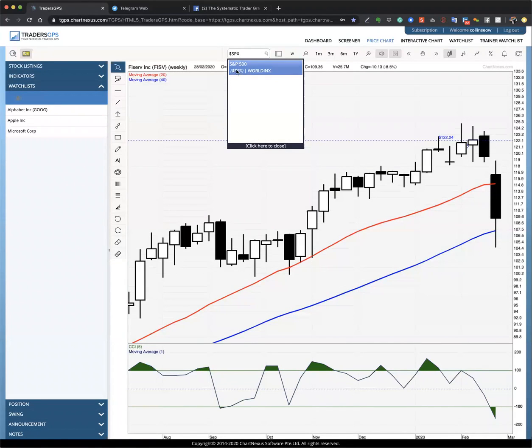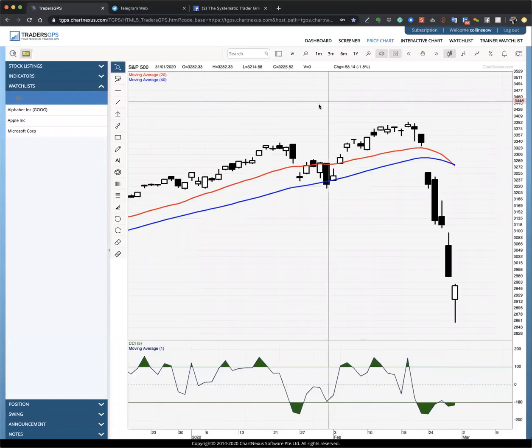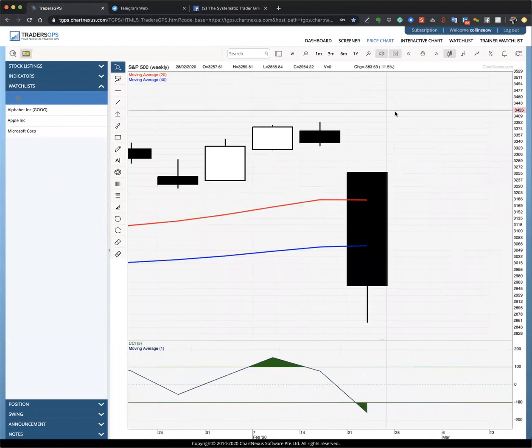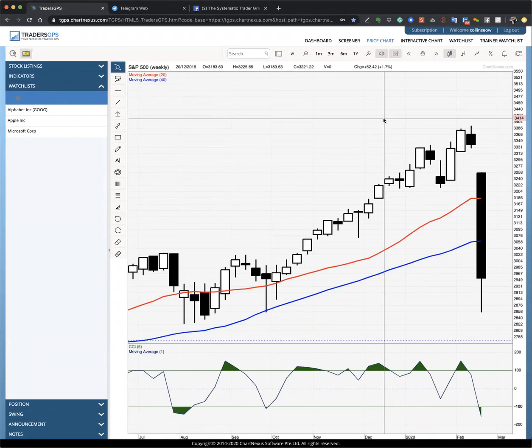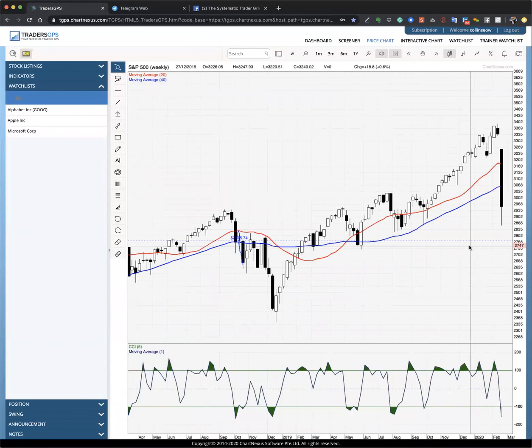We have the SPX weekly chart. Last Friday we mentioned we have broken the 40-week moving average. Can you all see here? We have broken the 40-week moving average, and I mentioned that all bets are off. All longs are off right now for weekly charts. Can you all see that?